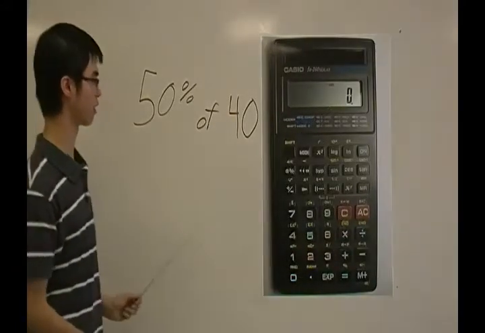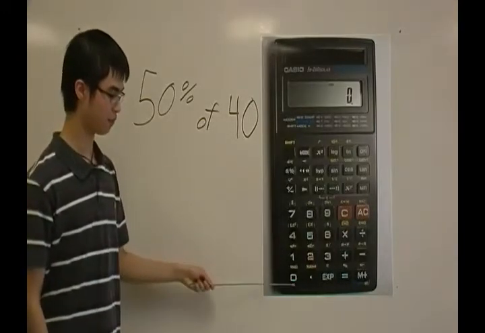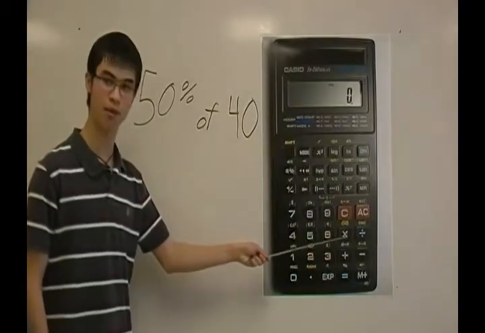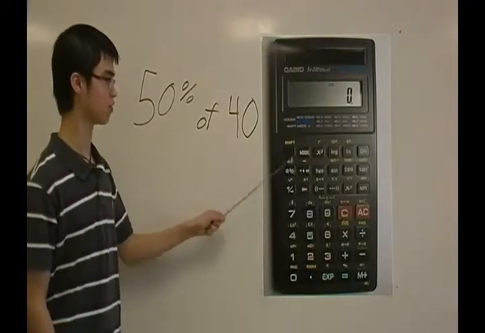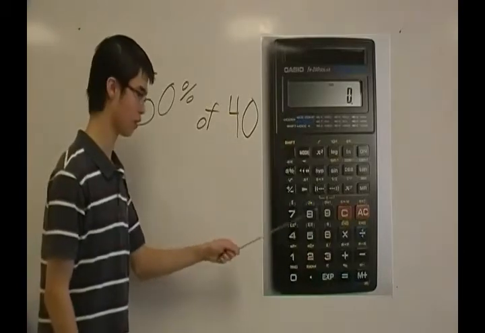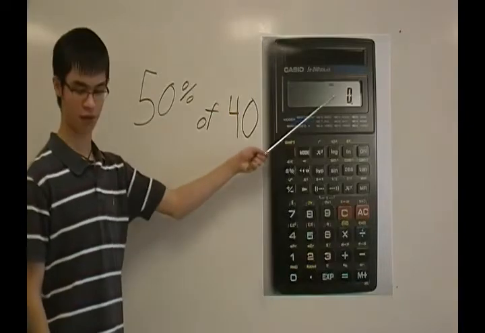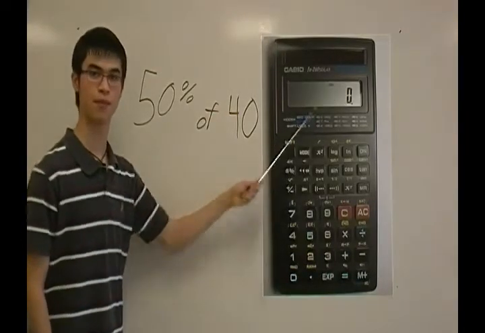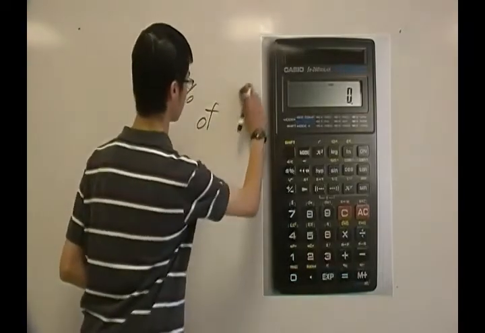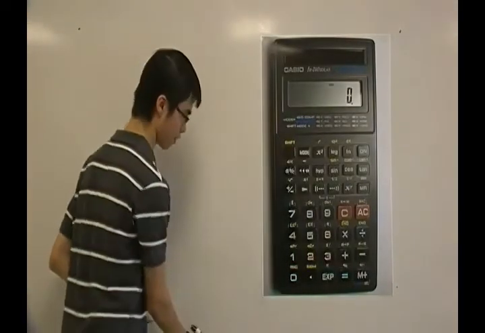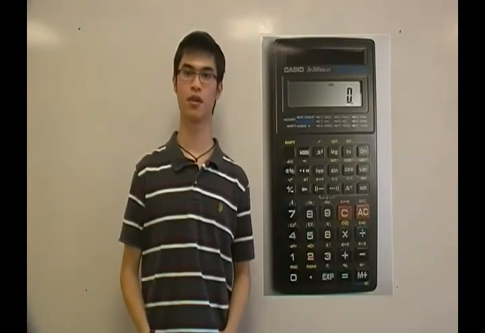So let's go through this again. 40 times 50, shift, equal button, and you'll come out with your answer, which should be 20. All right. That concludes the calculator section of this DVD.